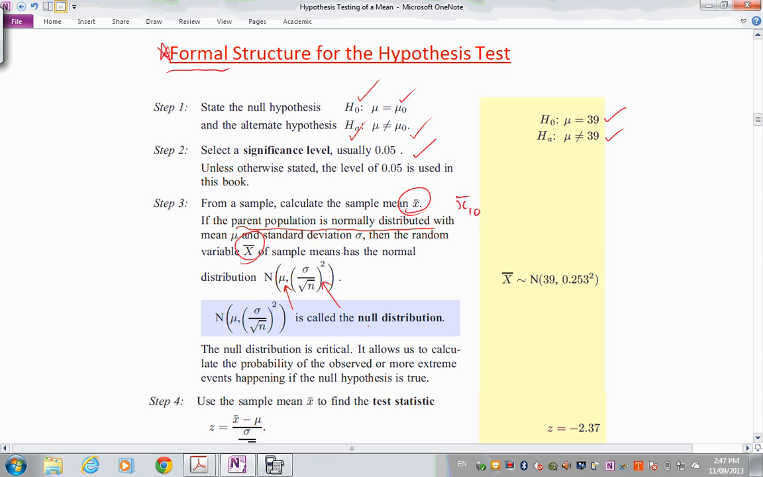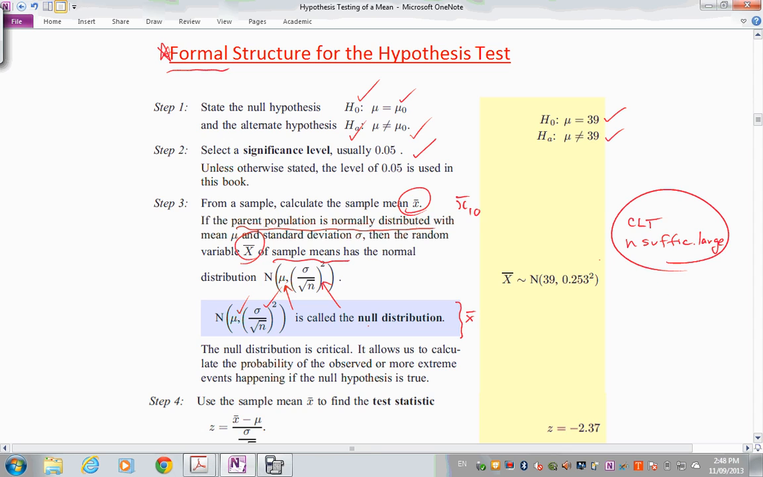Now, if we can't say the original population is normally distributed, central limit theorem to the rescue. Because the means will still be normally distributed, even if the original population isn't, if n is sufficiently large. So we can still get out of it. Our distribution of sample means would still be normally distributed under the central limit theorem as long as n was sufficiently large. Okay, now this is called the null distribution. The distribution of sample means is going to be normal with that. So this is called the null distribution, distribution of X bar.